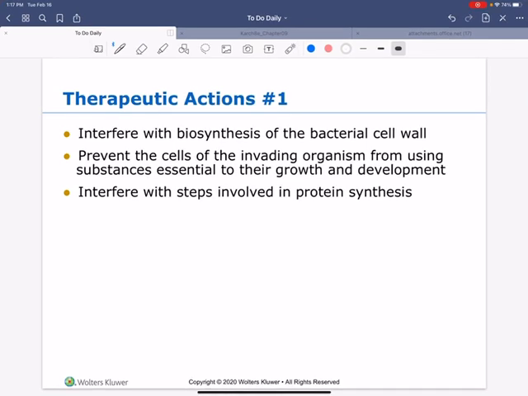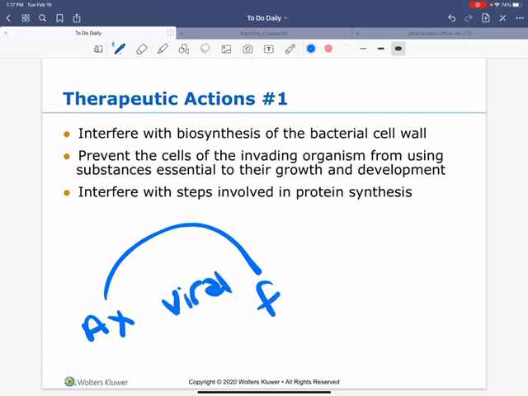So let's get started. When we think about anti-infectives, think about it as an umbrella for antibiotics, antivirals, and antifungal medication. What I'm going to talk about in this slide set is more antibiotics, but I will also touch on the others. So how do they work?